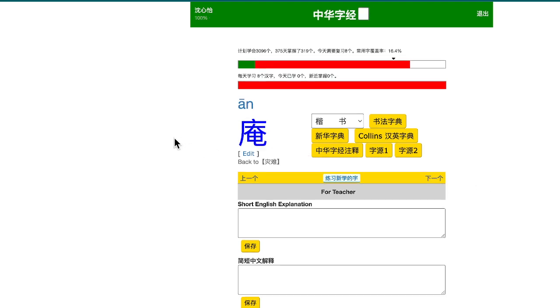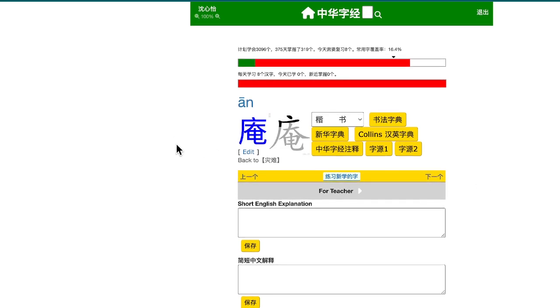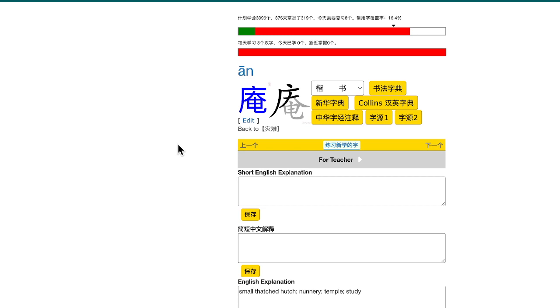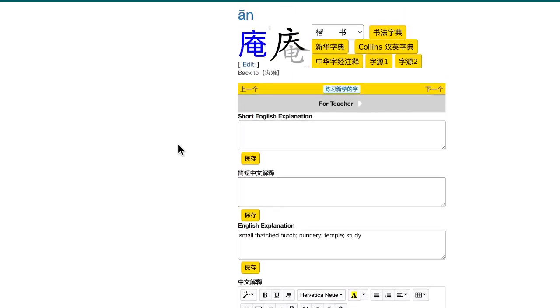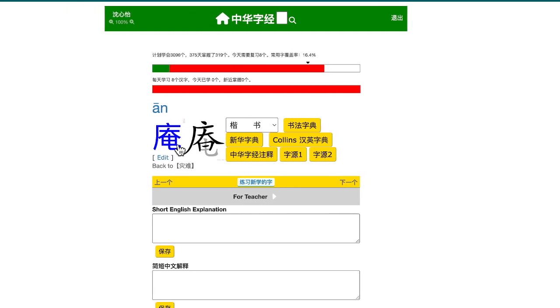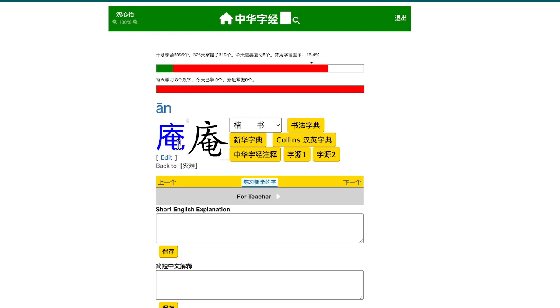Next one, an. Now an means small thatched hutch. Okay, small thatched hutch. These are the small buildings that the top roof is made out of grass, dry grass, and put them together. Okay, so these things are called an.